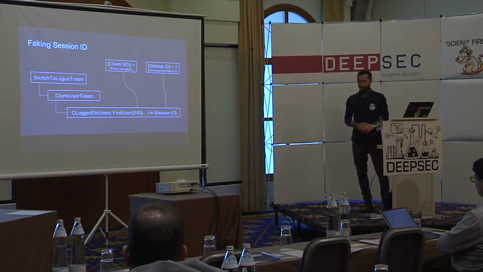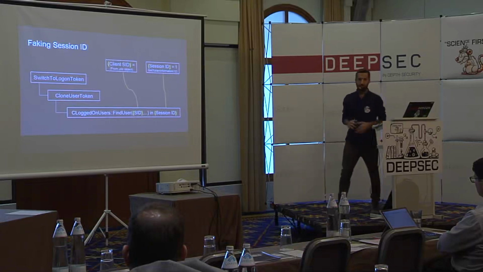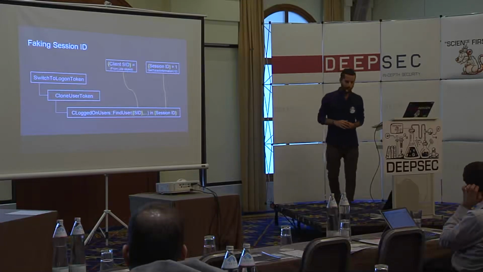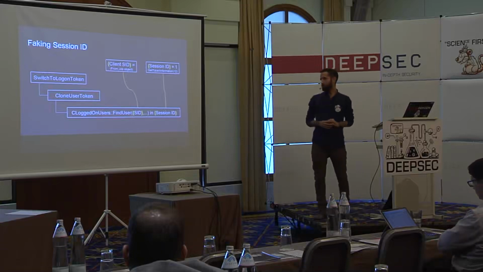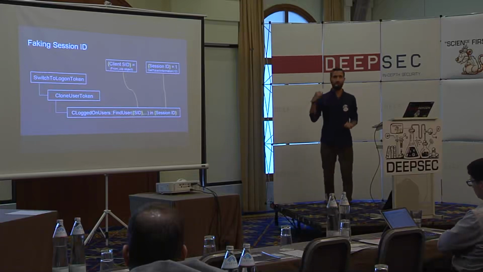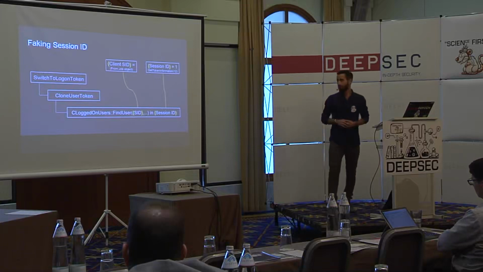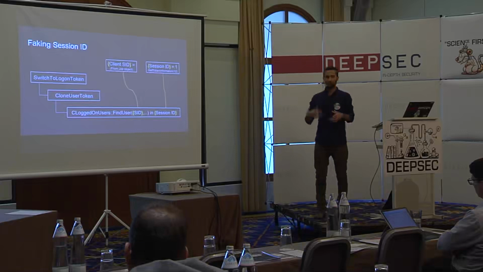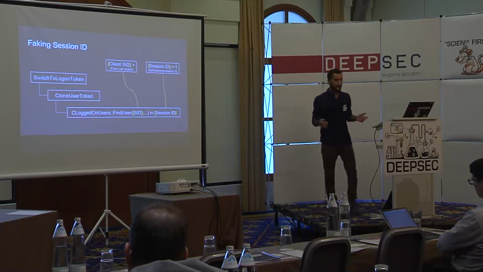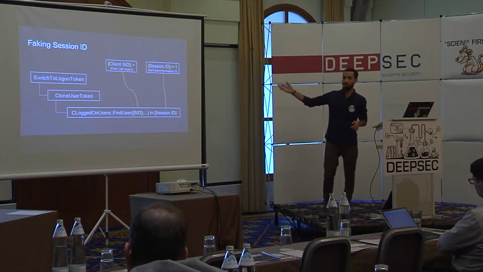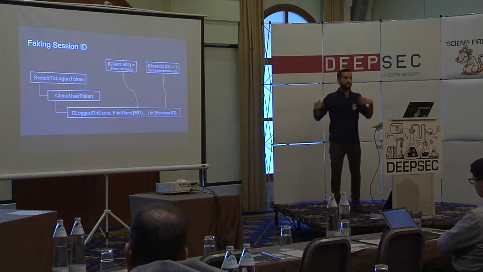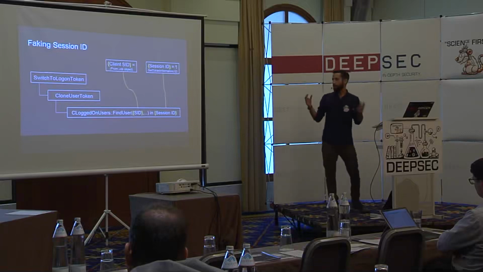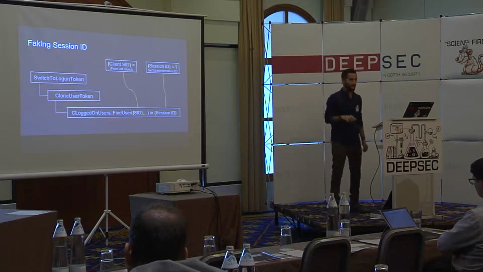So what is the real way that BITS does this check? It wants to switch to the logon token of the requesting thread of the action. And to do that, it wants to clone the user token. To do that, it iterates through all the users that are logged on and tries to find a user that is both in the session of the requesting thread, and whose security identifier is the one that is defined on the job.